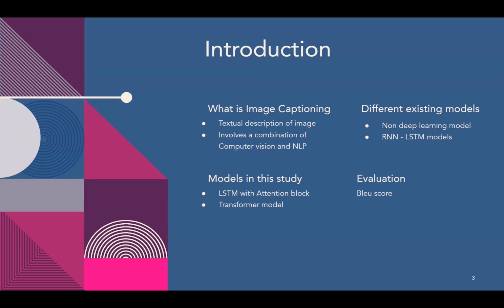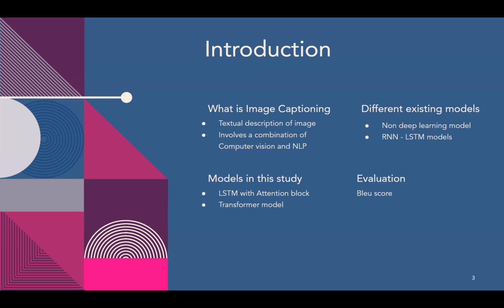So now let's see what has been done earlier in this field. There have been different existing models. Some of them have been non-deep learning models also, like multiple instance learning, the graph-based GCAP model, and other models have been trying to solve this problem of image captioning, but we achieved very low accuracy in the early days. The other models were RNN LSTM models. The RNN LSTM model suffered from the vanishing gradient problem. This problem occurs due to the basic structure of RNN LSTM.